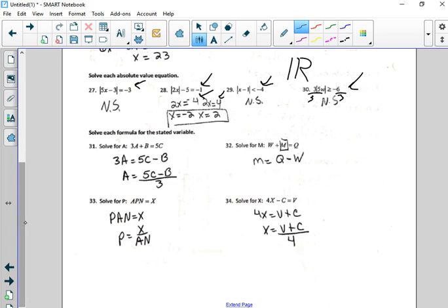Okay, this is just rewriting. Now remember, if you're solving for A, I suggest you put a box around what you were trying to solve for. You get rid of the B first by subtraction, and then you divide by 3. We're trying to get this by itself.